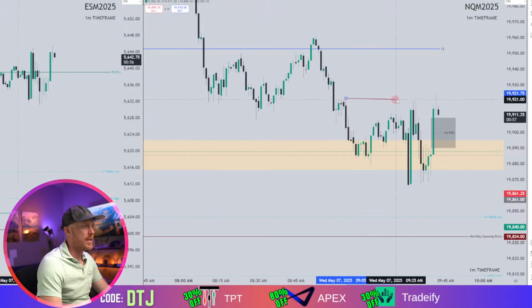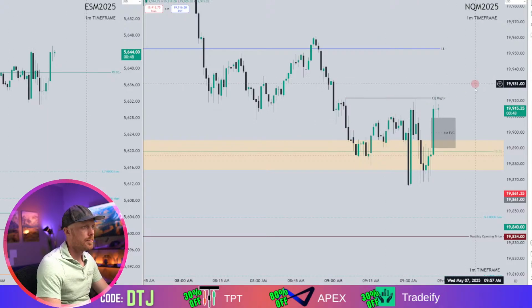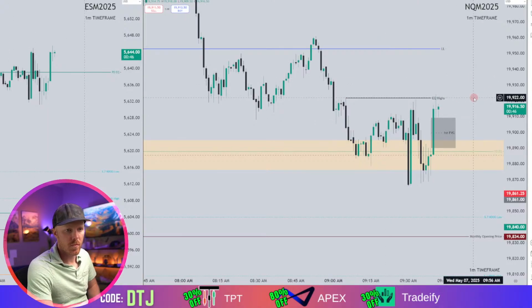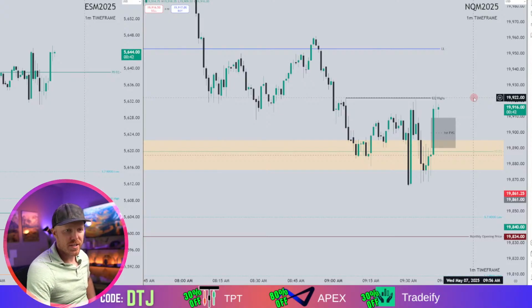There's our first presented fair value gap right there. We just swept these equal highs, the relatively equal highs right there. Market maker sell model could conclude at the CE of the daily fair value gap or inversion fair value gap. If we go below that, then we could turn bearish on the daily time frame.